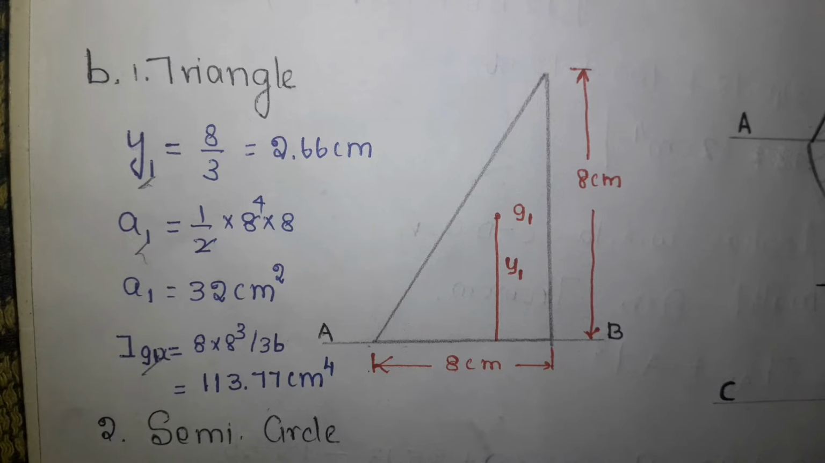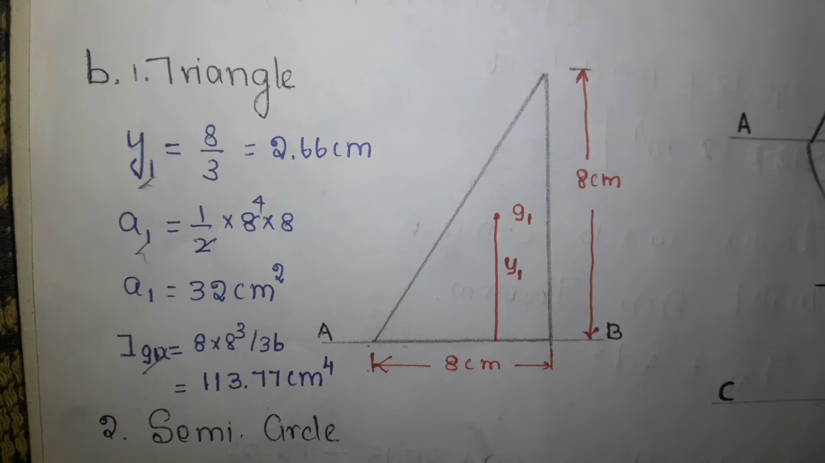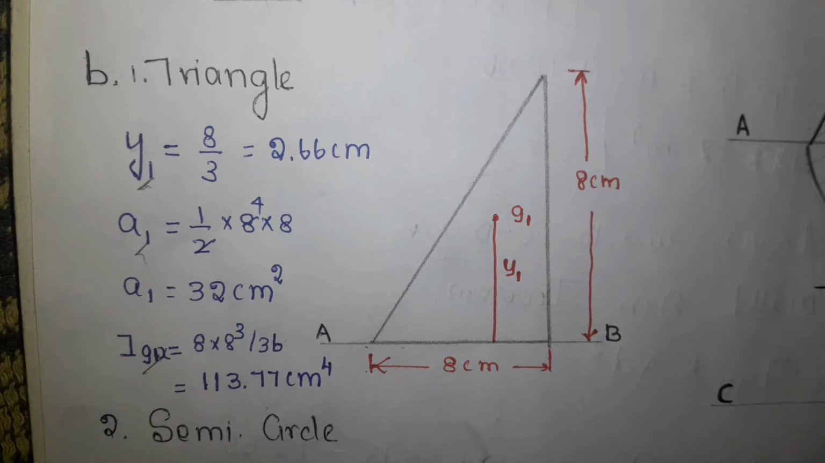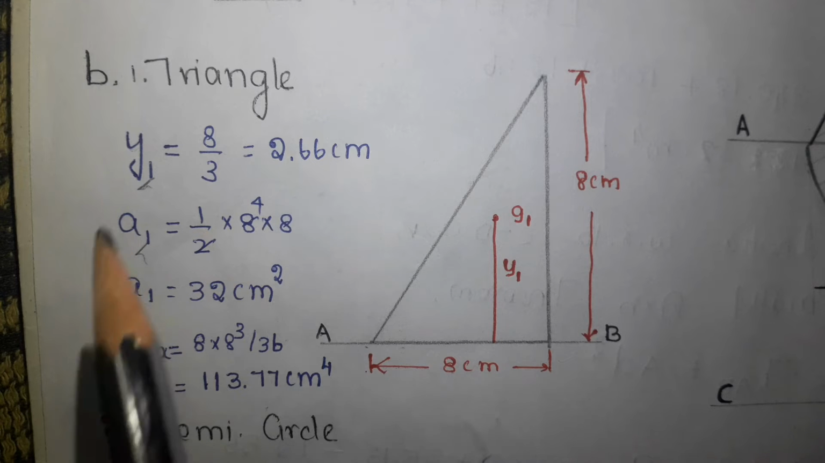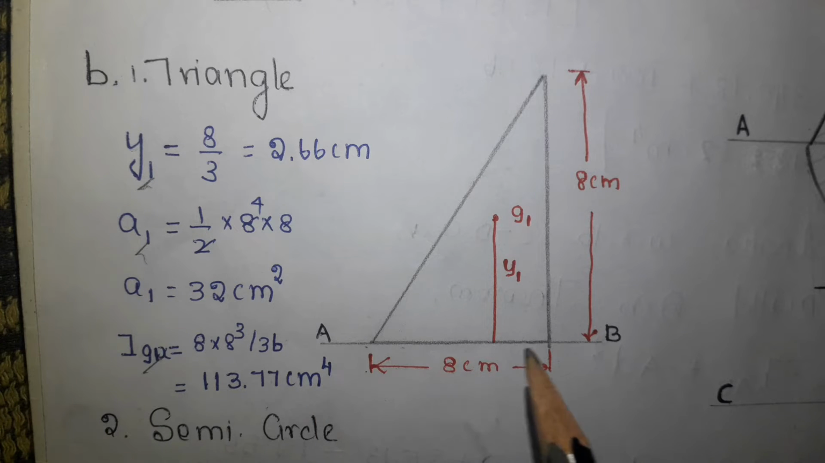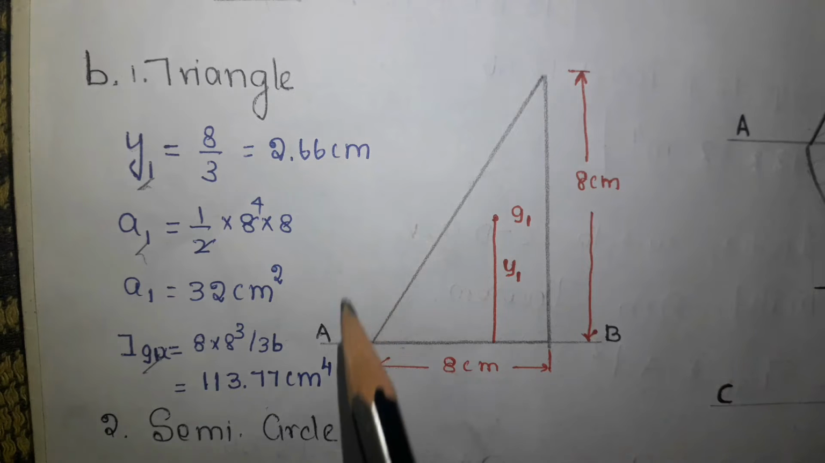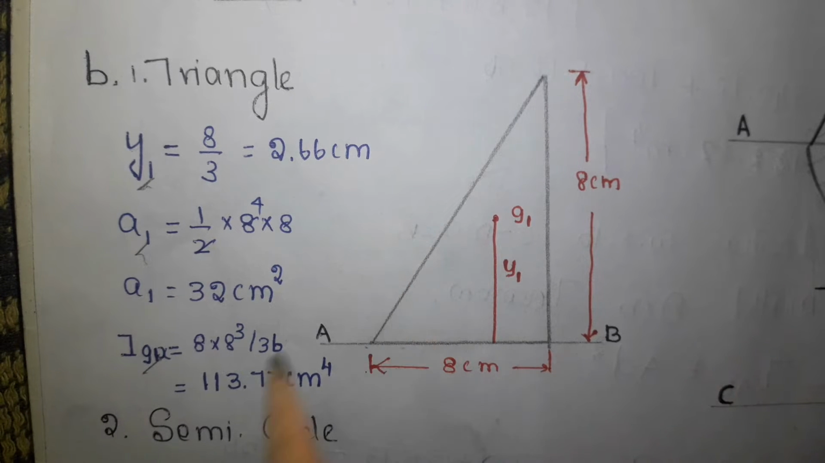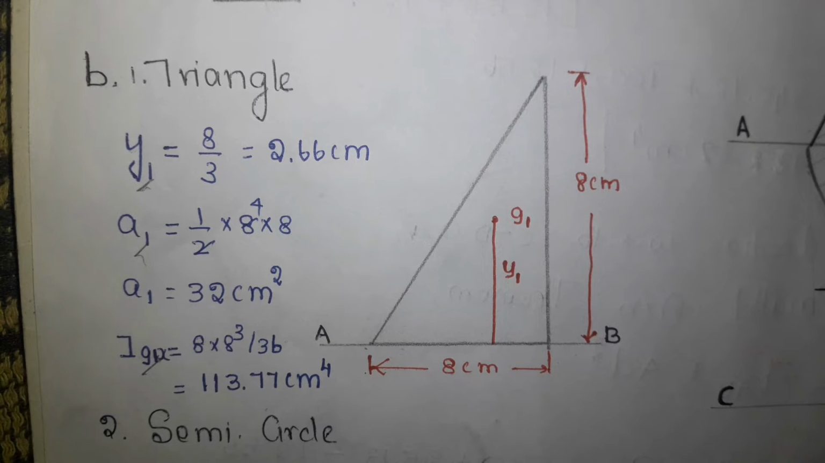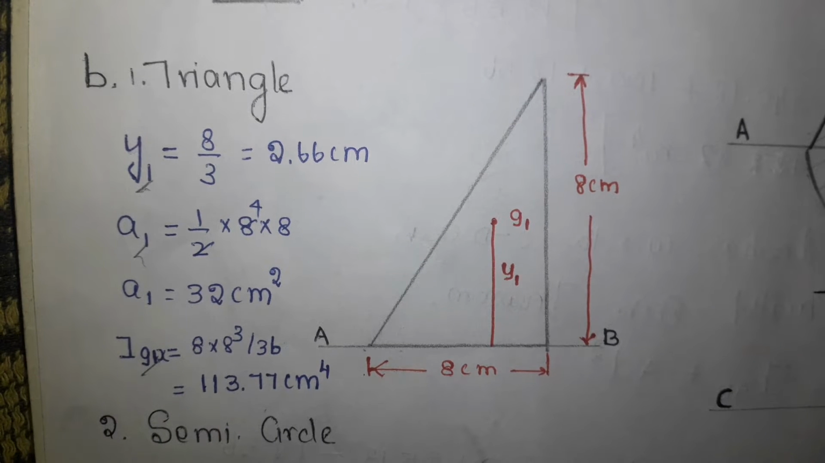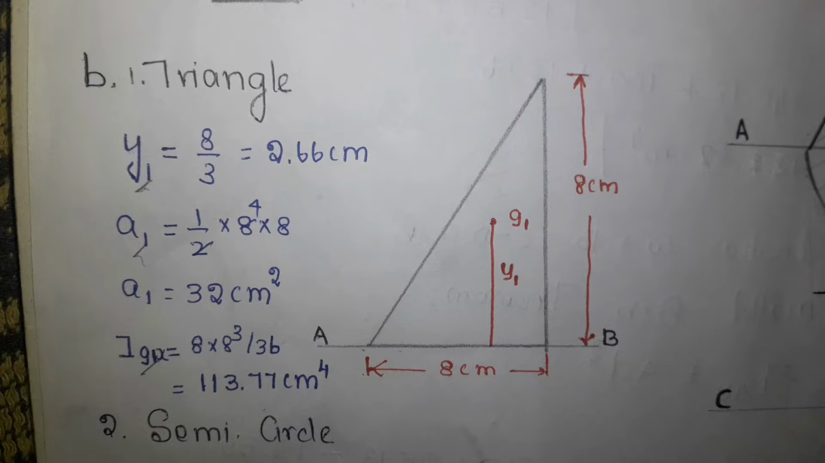Now the next step is we are going to find the values for the variables like y1, a1 and Ig1x. Here I have taken only three variables. Why? Because here there is only one axis, the AB axis. There is no vertical axis, that is the y axis. So there is no need to find the values for the other two variables, that is x1 and Ig1y. It is enough to find the area moment of inertia with respect to the AB axis. That means for this problem these three variables are enough.